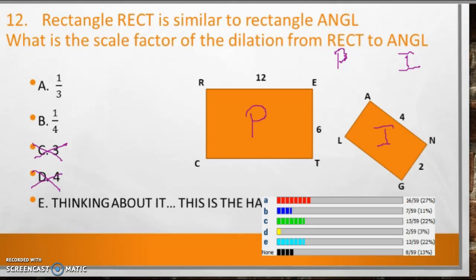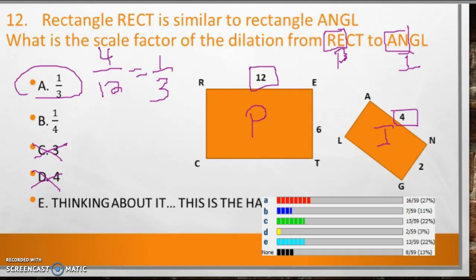And then to find out whether it's A or whether it's B, we're just going to pick corresponding sides. So I'm going to do RE corresponds to AN. RE is 12, AN is 4. Image over pre-image equals 1/3. And the scale factor formula, just in case you forgot, I know I said it, but I didn't write it down: scale factor is image over pre-image. Okie dokie.